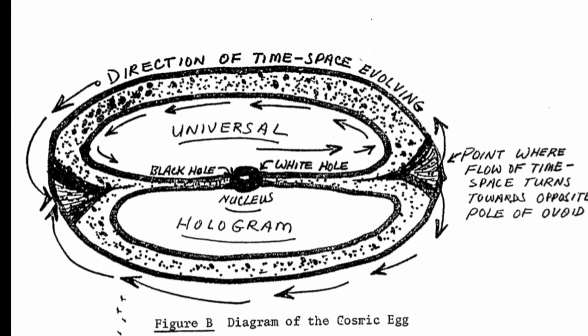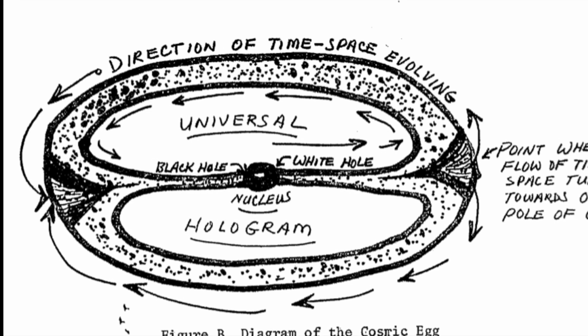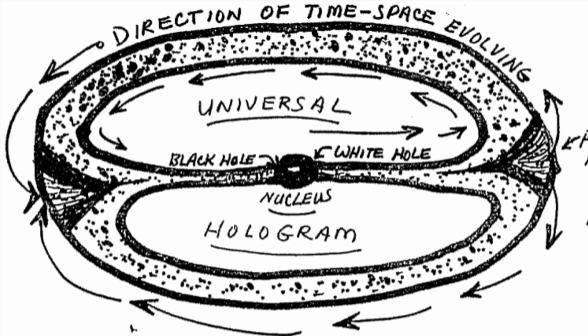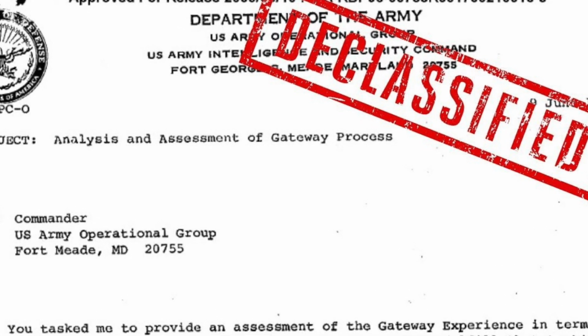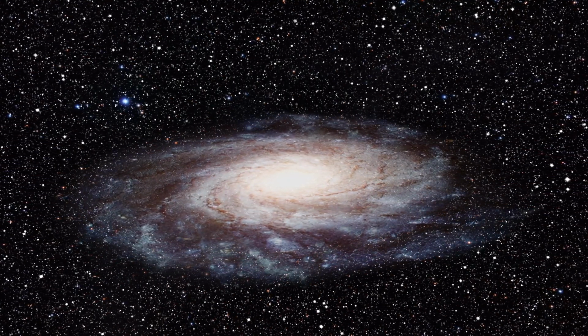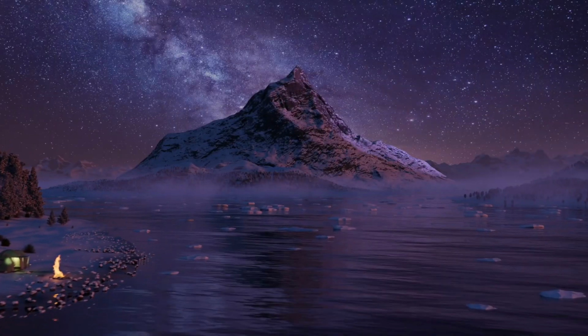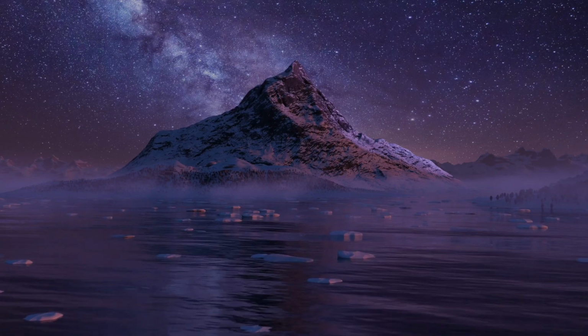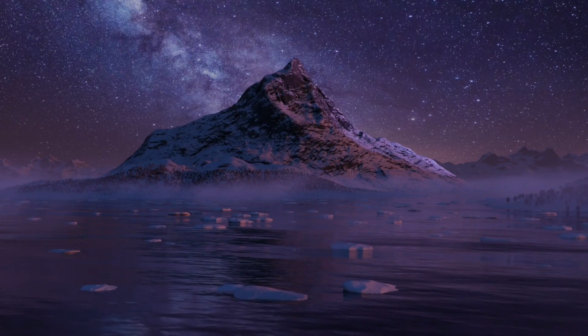This is a diagram drawn up by McDonald and his team of what the cosmic egg might look like. It is said in the document that because the galaxies north of us are moving away in a fast motion, we are near the top of the egg, getting ready to descend towards the black hole, back towards the beginning of the great river of the universal hologram.